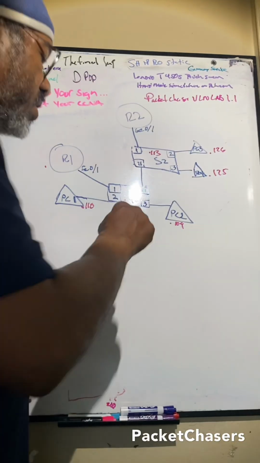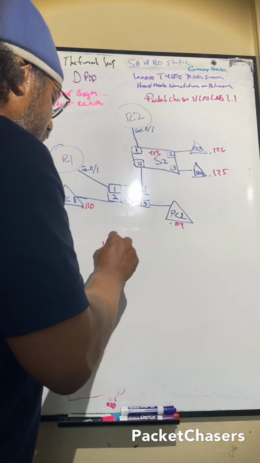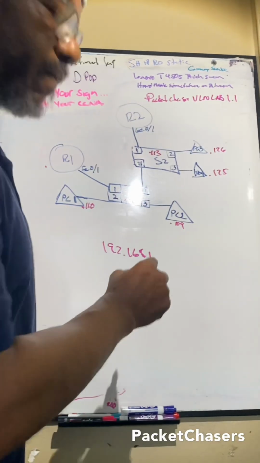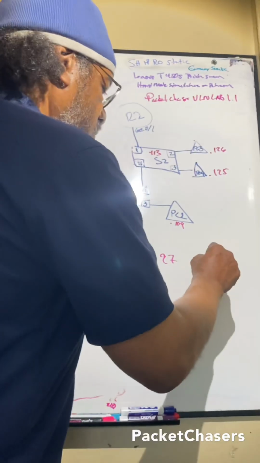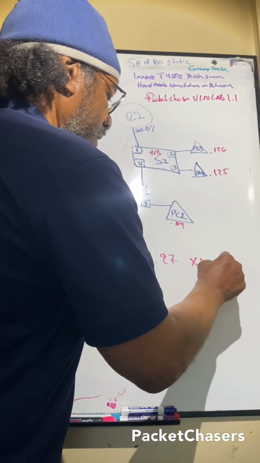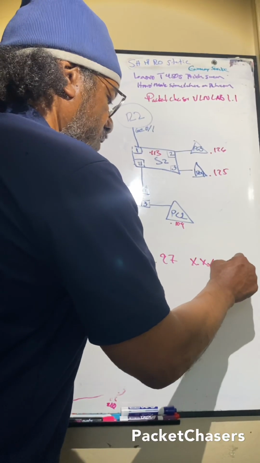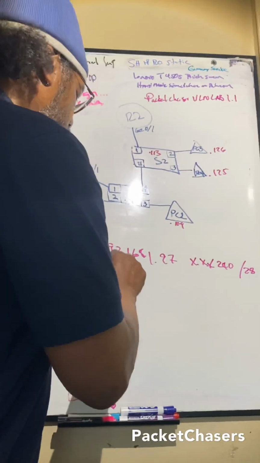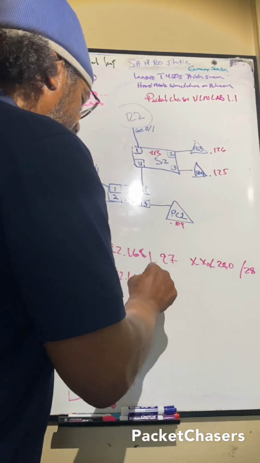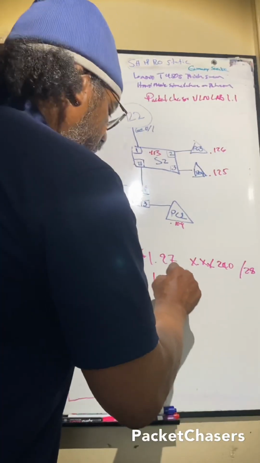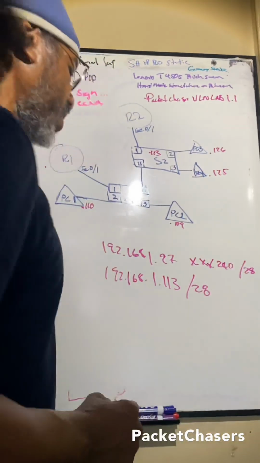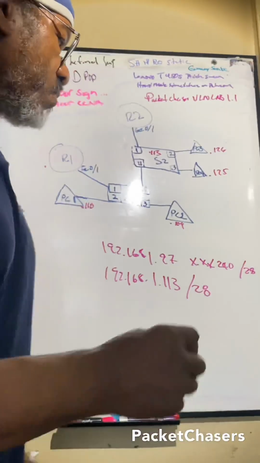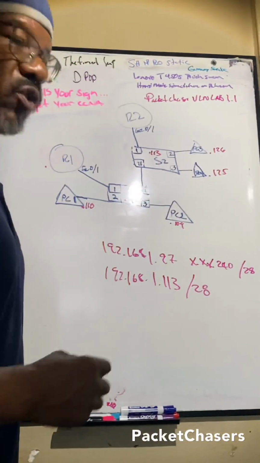For switch 1, we're going to be using 192.168.1.97 with a 255.255.255.240. That's like a stroke 28. And then right here, we're going to use 192.168.1.113 with a stroke 28. That's the same subnet, .240.